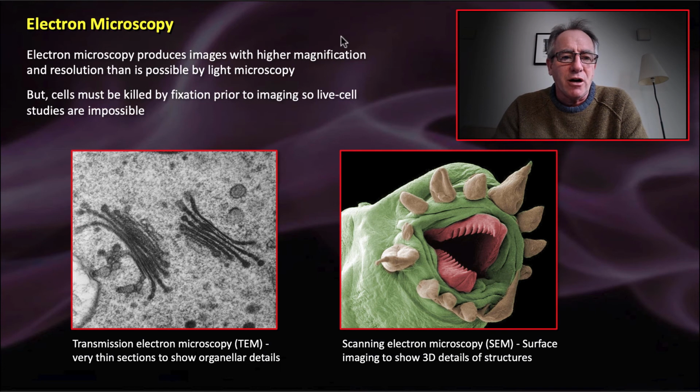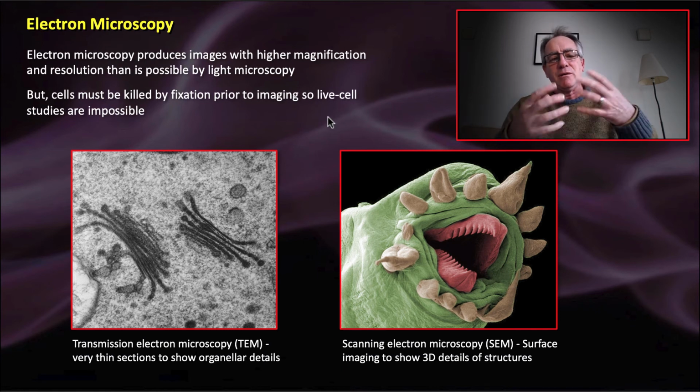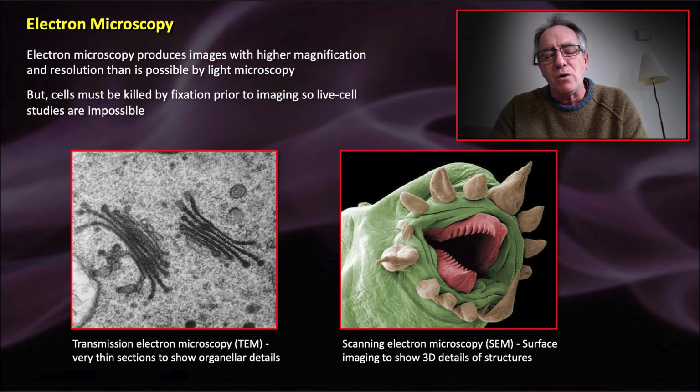So back at the start, I told you that electron microscopy produces images with higher magnification and resolution than is possible by light microscopy. But there was a big caveat. There was a big but. Cells must be killed by fixation using chemicals prior to imaging. So with electron microscopy, we can't look at living cells. So there was this trade-off. Beautiful high resolution, no ability to look at how proteins are moving. So we can't do those kinds of experiments like the FRAP experiments or the FRET experiments. But we can see the wonder of nature.